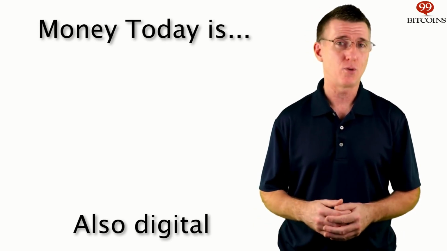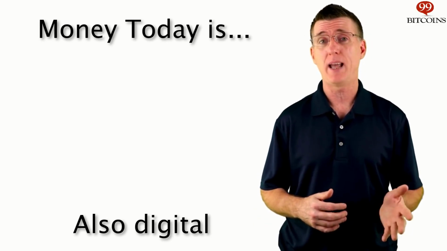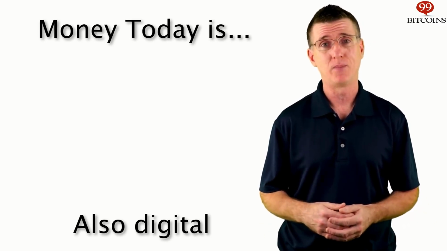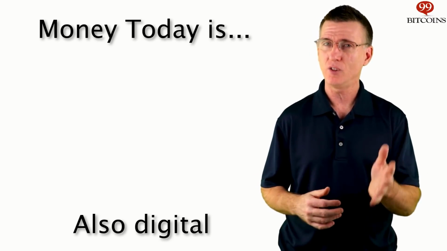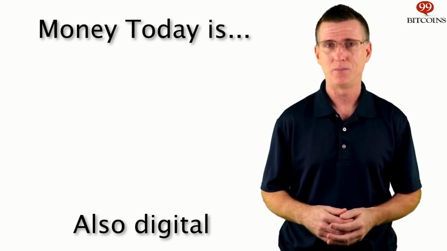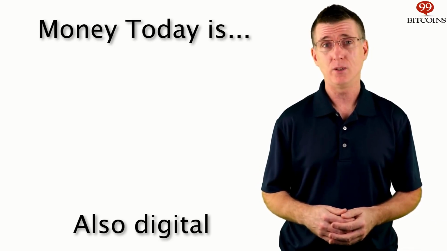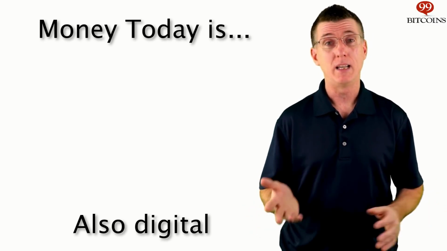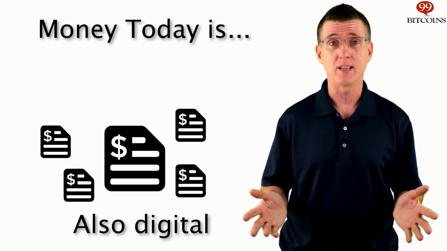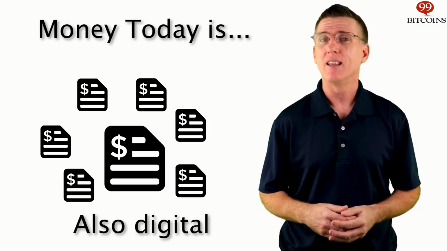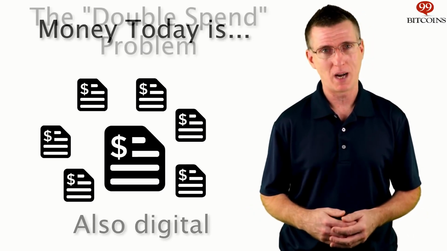Today, we mainly use credit cards, wire transfers, PayPal, and other forms of digital money. The amount of physical money in the world is almost negligible and is getting smaller with each year that passes. So if money today is digital, how does that even work? I mean, if I have a file that represents a dollar, what's to stop me from copying it a million times and having $1 million? This is called the double spend problem.